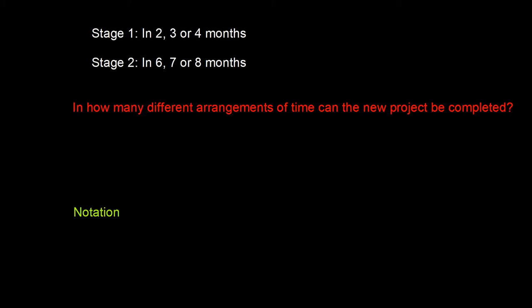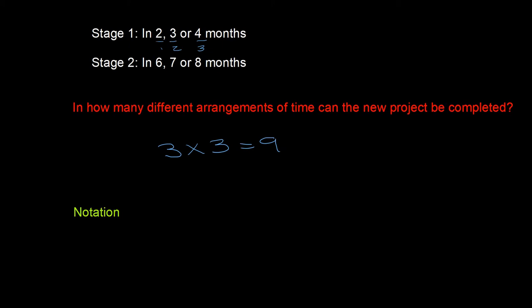Well, of course, we use the MN rule, and we see that for the first stage we have 2, 3, or 4, that is 3 possible outcomes. And for the second stage it is the same thing, we have 6, 7, or 8. So we have a total of 9 possible arrangements of time.